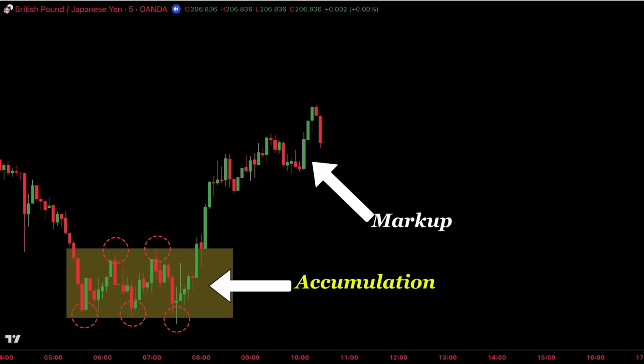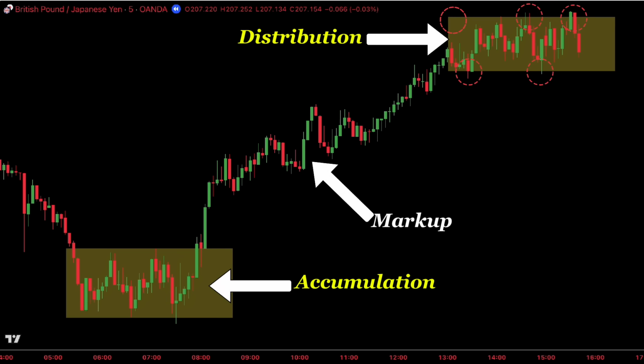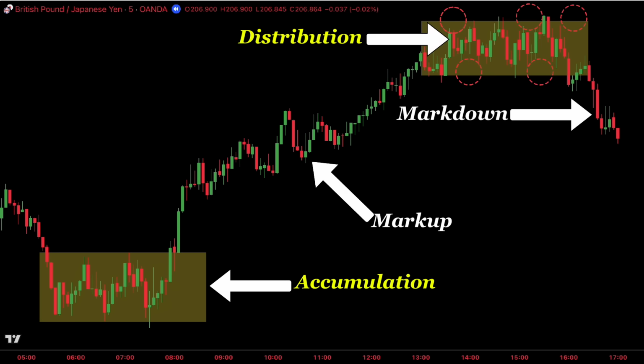The markup phase is an uptrend where buyers take control after the accumulation phase. Institutions that bought during accumulation now start pushing the market upwards. Once they start taking profits, the market begins to range again and then enters the distribution phase. Distribution means that buyers are taking profits. As the market continues to range, early buyers start to feel uncertain and begin selling. At the same time, new institutions enter with selling orders, and we see the market exit the distribution phase and enter a markdown phase, where sellers dominate the market.